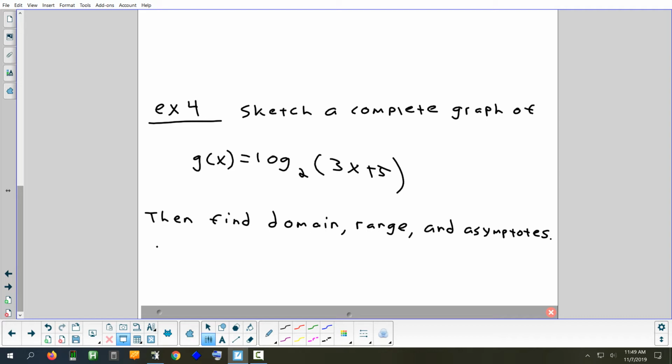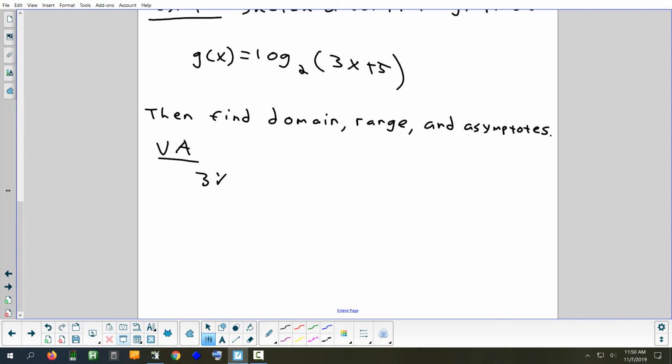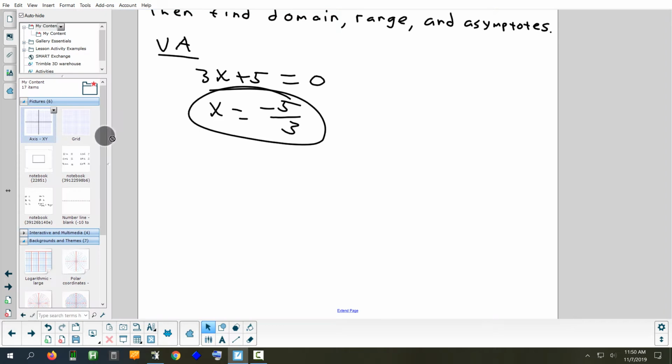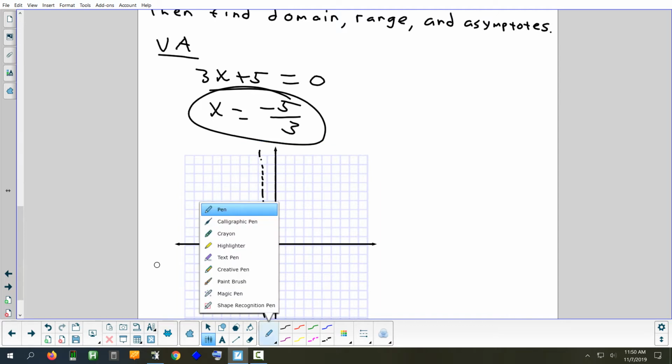Let's start with the vertical asymptote. That's the easiest. How do I find the vertical asymptote? Set the argument equal to 0. It's the value of x that would cause you to take the log of 0. So x equals negative 5/3. Okay, or what is that? Negative 1 2/3. So negative 1.7 when we graph it. Wait, let's do that right now. Okay, I'm just going to kind of sketch by hand. It's not perfect, but it's about negative 1.7.